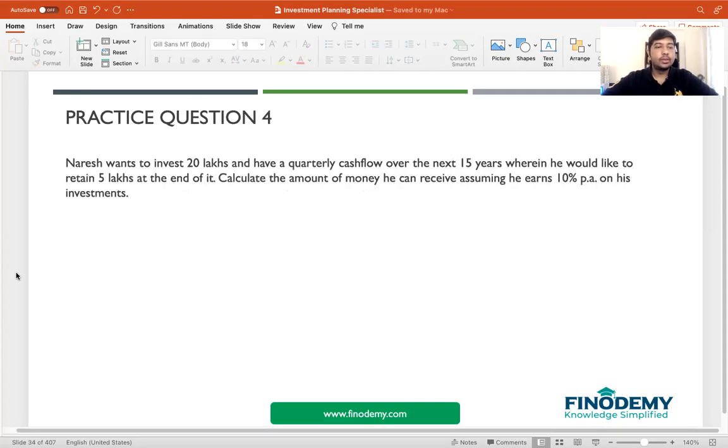Okay. Then we come to the second last question of today's session, wherein Naresh wants to invest rupees 20 lakhs and have a quarterly cash flow over the next 15 years, wherein he would like to retain 5 lakhs at the end of it. Calculate the amount of money he can receive, assuming he earns 10% per annum on his investments. Okay, this is a little tricky. Let's see how do we solve this.